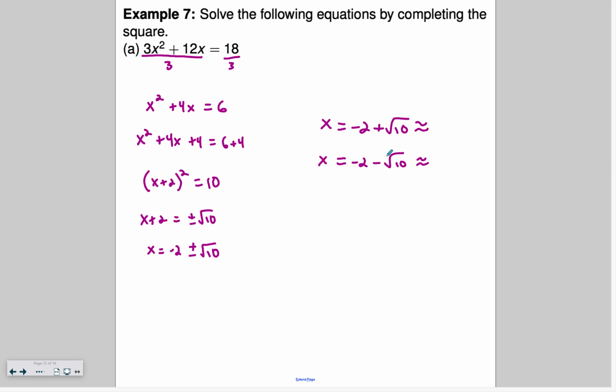-2 plus root 10 gives us 1.16 approximately, and -2, oh no, what did I just do? Math, escape, clear, off. I pressed the wrong button. There we go. -2 minus root 10 gives us -5.16. Okay, sweet, makes my day. So our answers are about 1.16 and -5.16. If we were to graph this, you'd be able to see that.